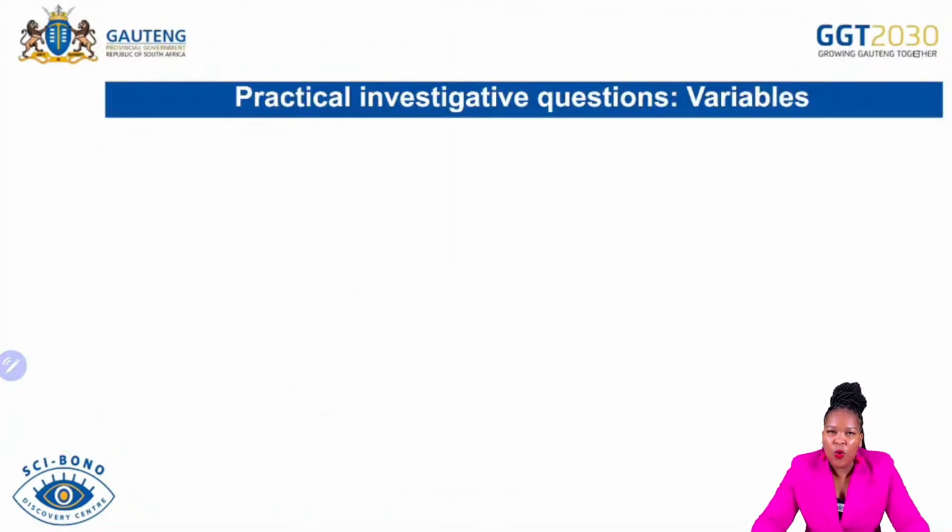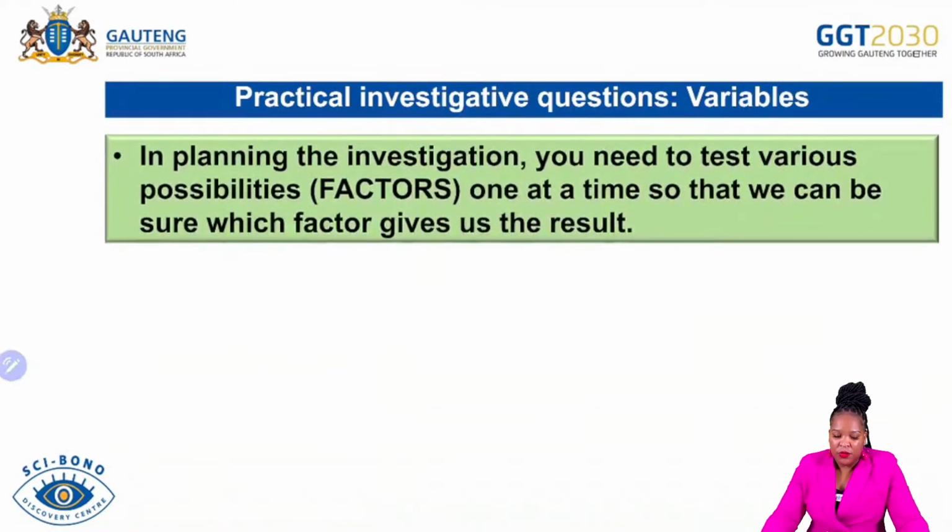First, when you do a practical investigation, you must know that in a question paper, there is going to be a question on practical investigation. Now, the first thing that you need to know are your variables. So what are the variables? Now, in planning an investigation, you need to test various possibilities or factors one at a time so that we can be sure which factor gives us the result.